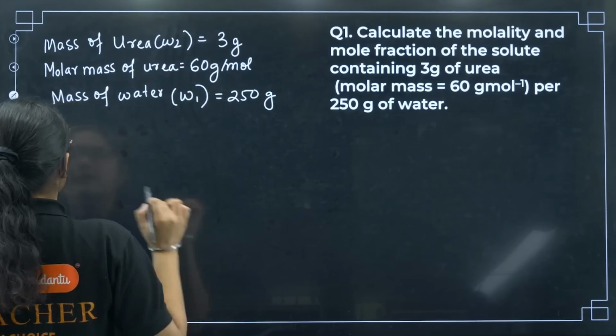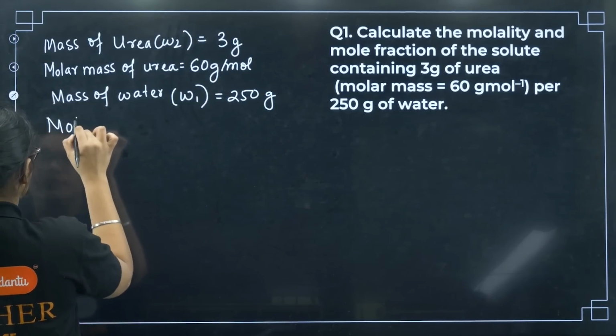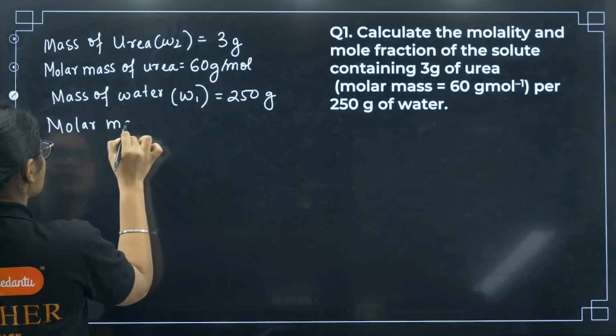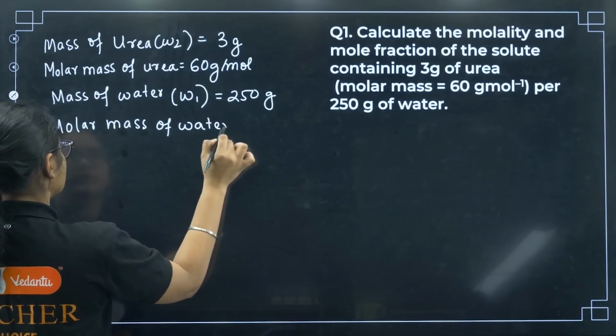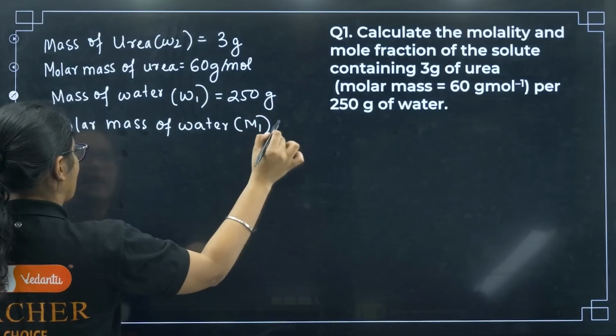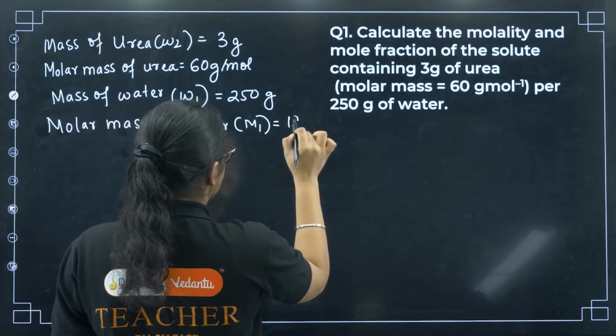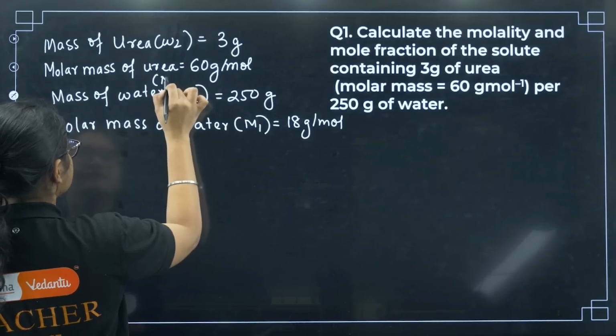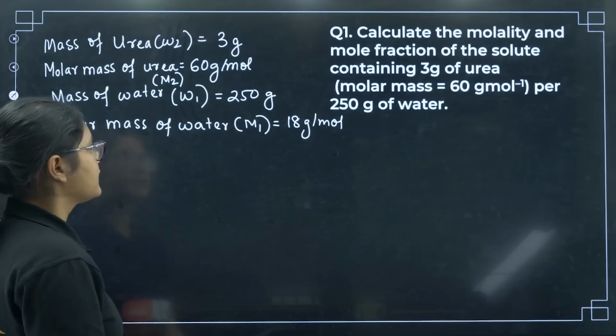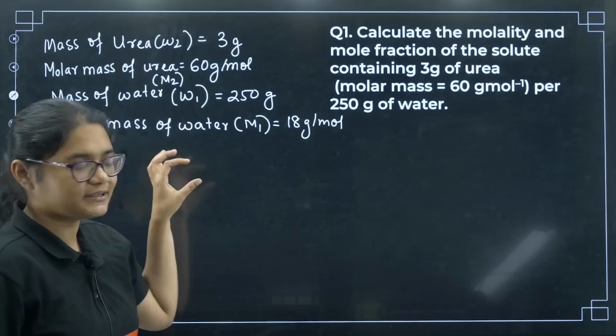Okay, this is done. Next I have the molar mass of water. Here also you can specify, this is M1, capital M1, and that is 18 gram per mole. And here I want to write this as M2. Clear? Now step 0 is done.